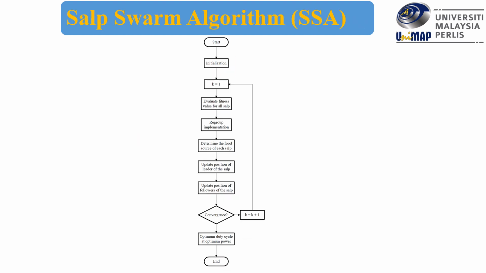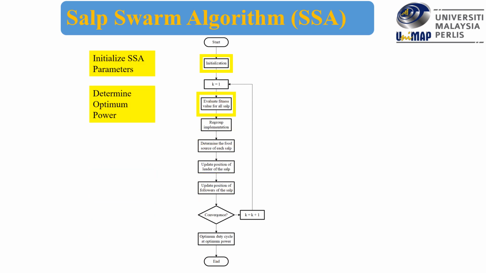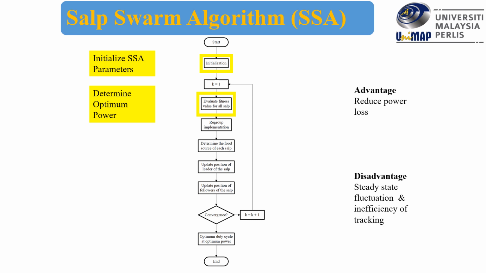Next, salp swarm algorithm. From the flowchart, we can see that it initializes the SSA parameters and determines the optimum power. There are also advantages and disadvantages of SSA. Its advantage is that it reduces power loss, but its disadvantages are steady state fluctuations and inefficiency of tracking.